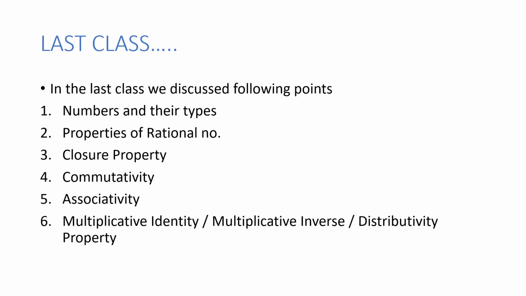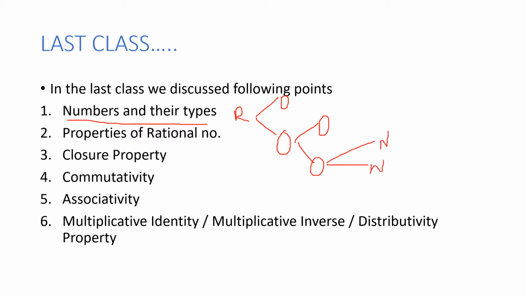Last class, we discussed numbers and their types, in which we have seen real numbers mainly are of two types, rational and irrational. In rational, we have seen numbers like integers and fractions. In integers, finally, we have seen whole numbers, natural numbers, prime numbers, composite numbers, and so on. So this is the flow chart that we can use to understand and remember the types of numbers.